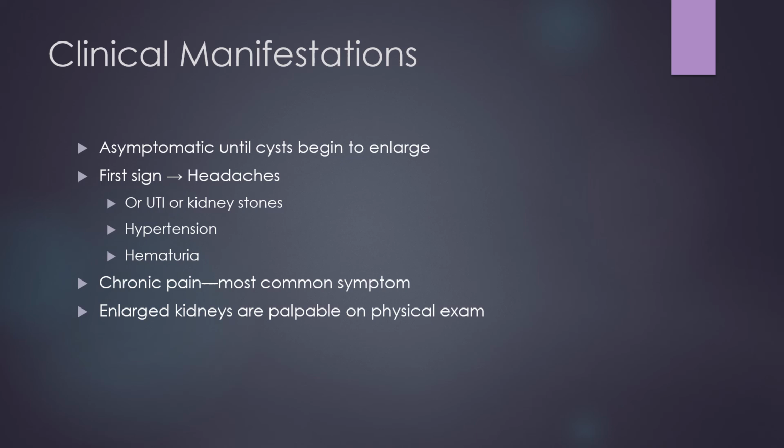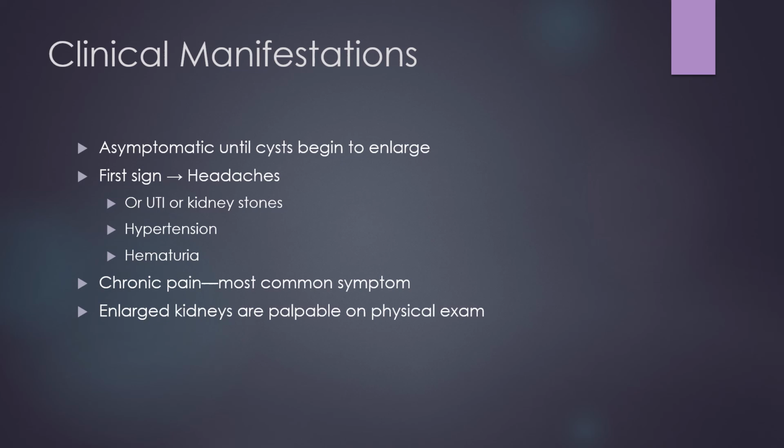However, when the symptoms do occur, it's usually when the cysts are enlarged. And the first sign we see is headaches, UTI, or kidney stones. We also can see hypertension, because again, we don't have the functioning of the nephron and the filtration like we should. And then we can see hematuria if those pockets and cysts break, and then we see blood in the urine.